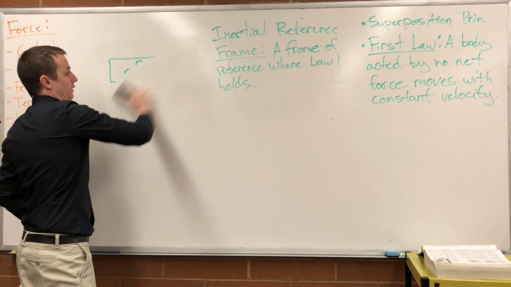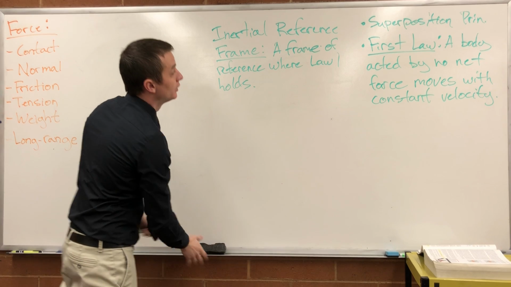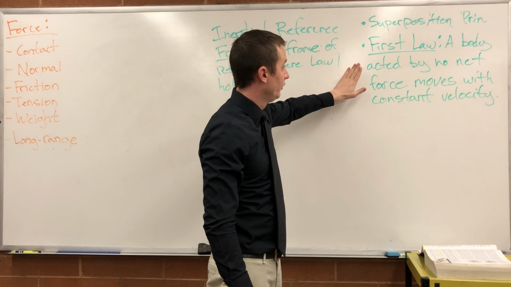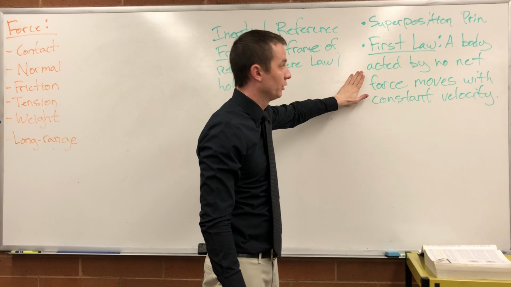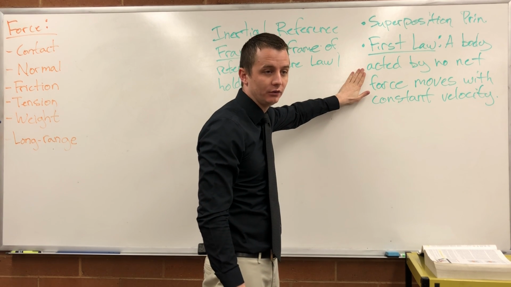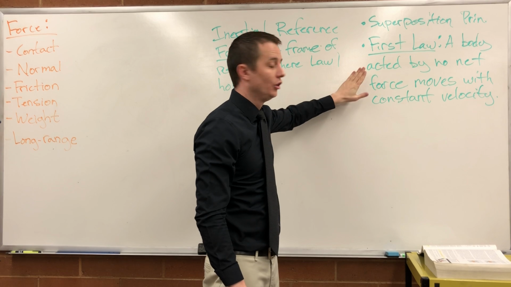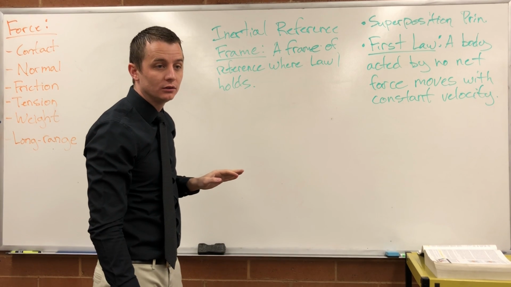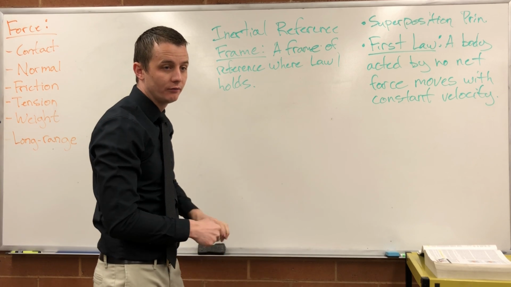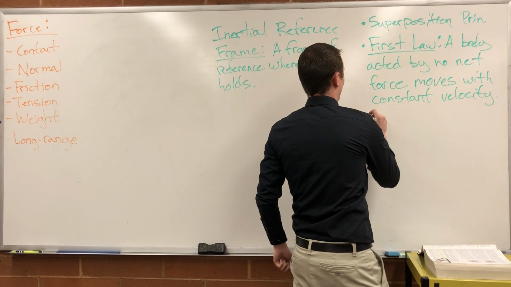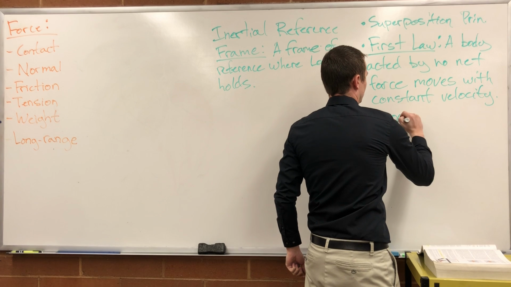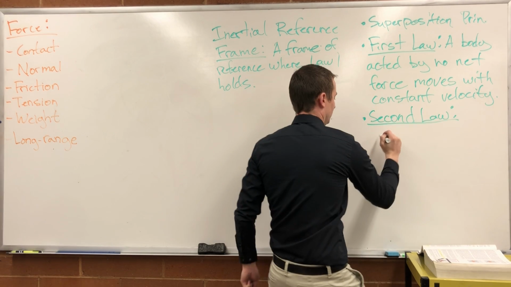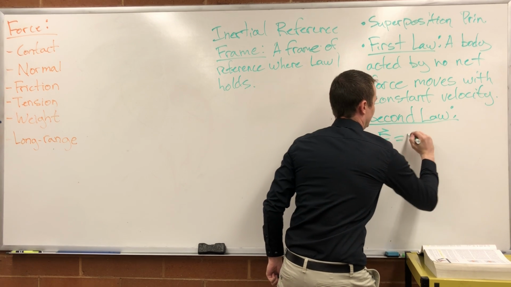Okay. So, the first law says there exists a reference frame where the net force acting on a body produces a constant velocity. We define such a reference frame to be an inertial reference frame. Good? Second law. The second law says F equals ma.